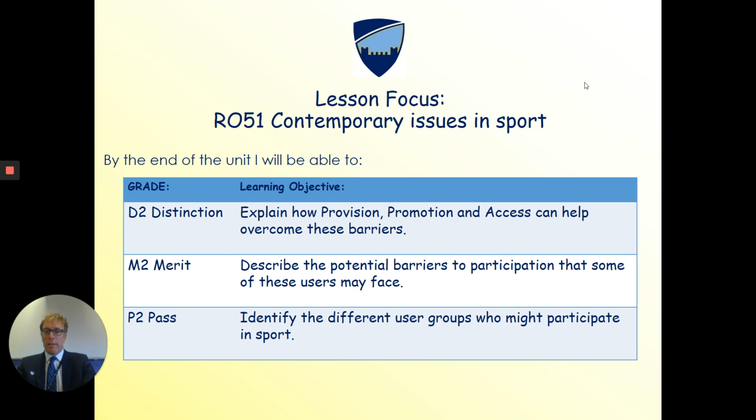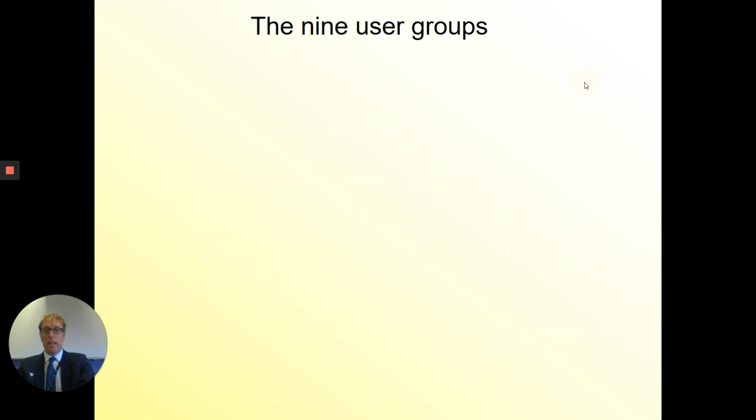So the focus of this session was to be able to identify those 9 user groups and be able to identify those barriers, and not just being able to list them, but being able to link the 2 together and understand the certain situations that might cause barriers and which user groups those barriers might affect. So it's a case of being able to link the 2 together. But as a little recap, let's see which of those we can remember.